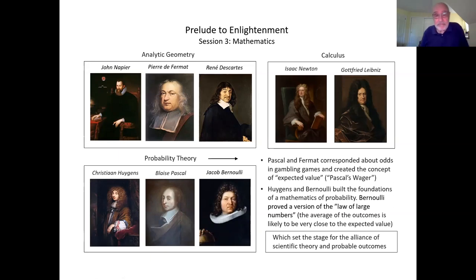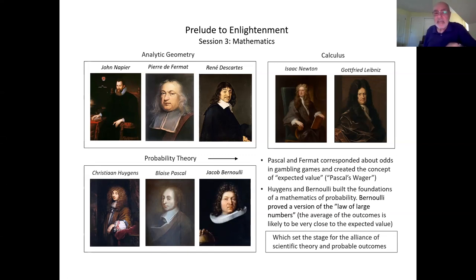And at the same time, probability theory is developed by very significant figures. The one you probably know best or know of best is Blaise Pascal and his wager, which I'll talk about. But the Dutchman Christian Huygens and the Swiss Bernoulli, it was actually a whole family of Bernoullis, but Jacob was probably the most famous of them.